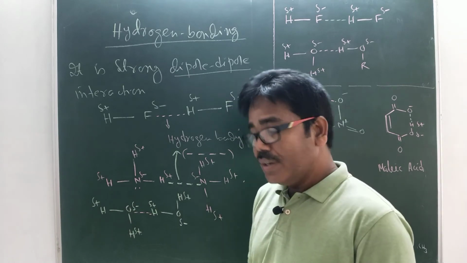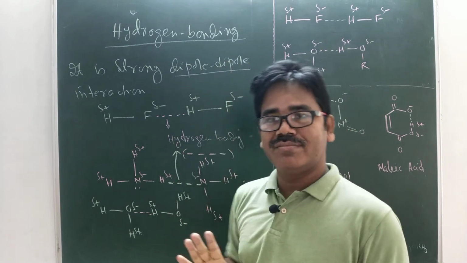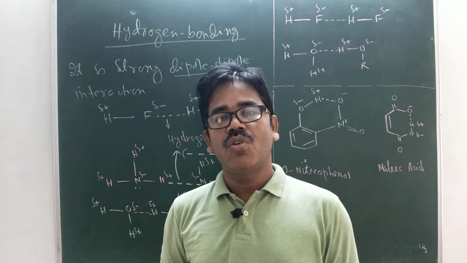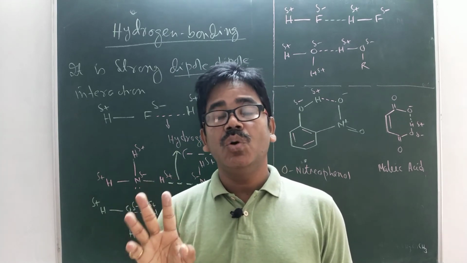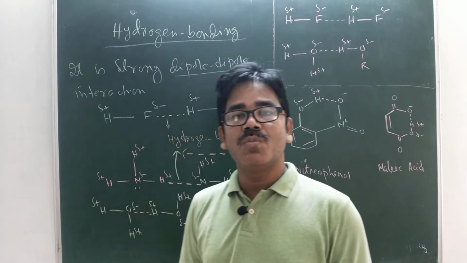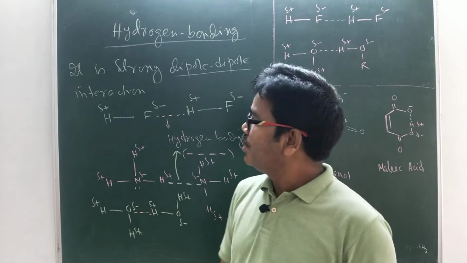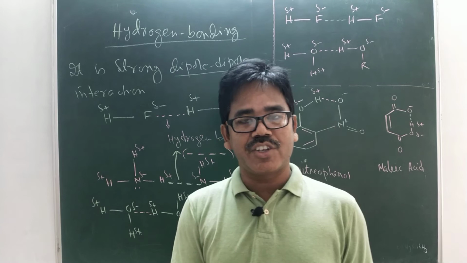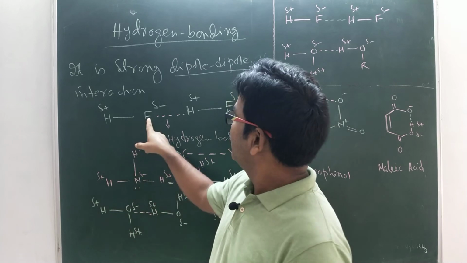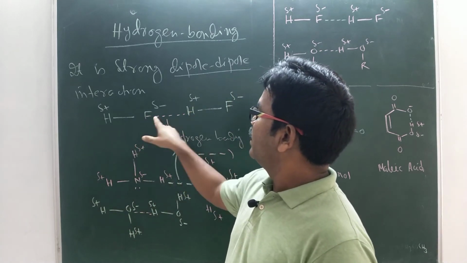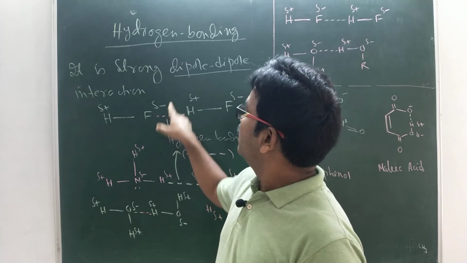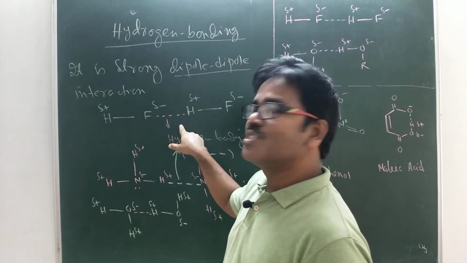It is a strong dipole-dipole interaction. That means hydrogen bonding is possible only in the case of polar molecules containing HF, HO, or HN bonds. Hydrogen bonding is not possible in non-polar molecules. Hydrogen bonding is a strong dipole-dipole interaction. Polar molecule means one side positive, the other side negative. Therefore, this negative, this positive, there will be a strong attraction of opposite charges. This strong dipole-dipole attraction, we say, is hydrogen bonding.